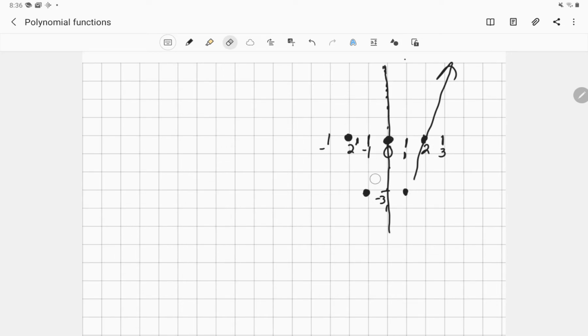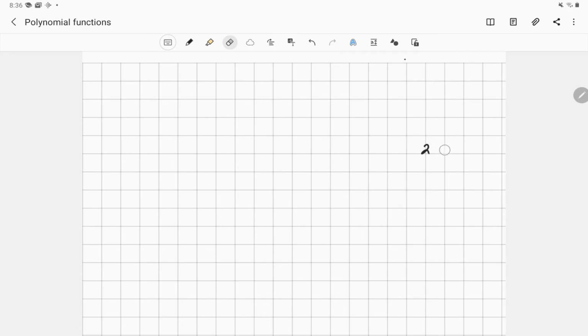If I can erase all this. Example number 4, again, very nicely gives this to us factored. They give us f of x is equal to (x + 4)(x + 1)(x - 1). And the first thing it asks us to do is graph it.